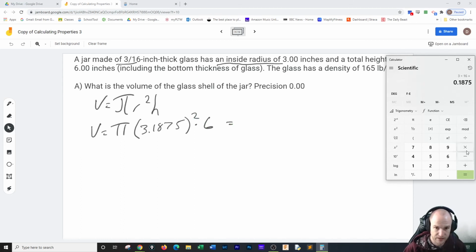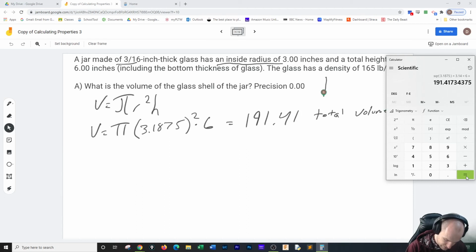So I'm going to punch that in. 3 plus 0.1875, and this needs to be squared. Then times 3.14 and times 6. So I'm getting 191.41 as total volume. So that's this part of the cylinder if it was solid.